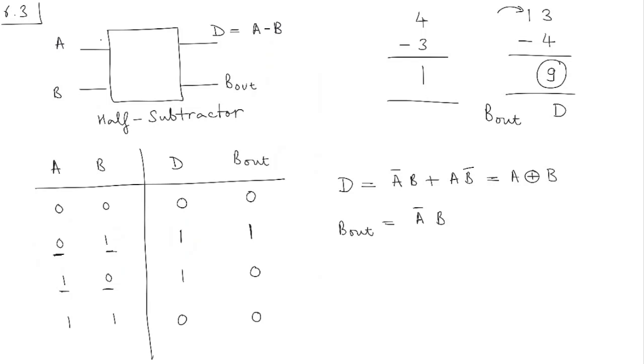So that's your B out. So that's your half subtractor. And you can make a logic circuit for this. I'll leave you to do that. Now, if you have a half subtractor and you say, okay, I want to actually subtract.